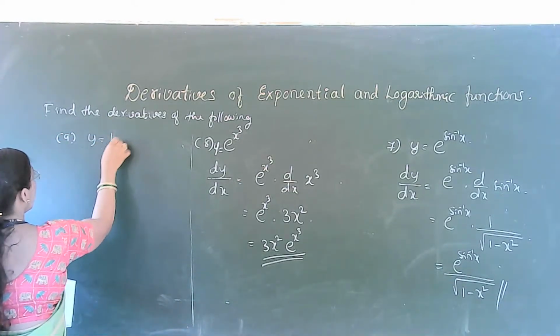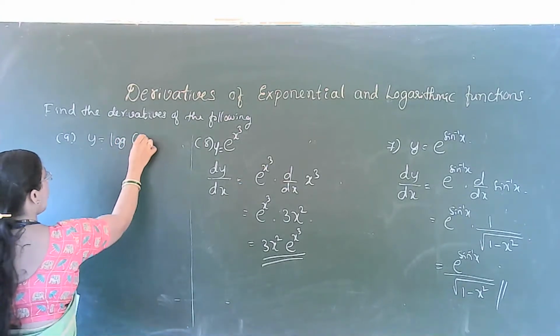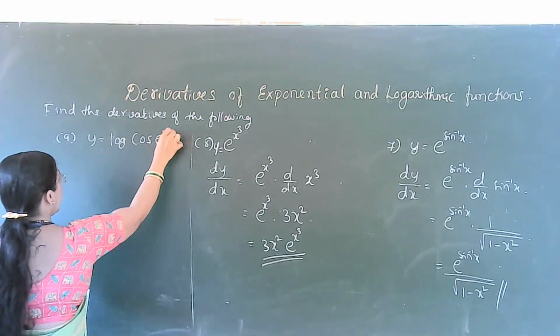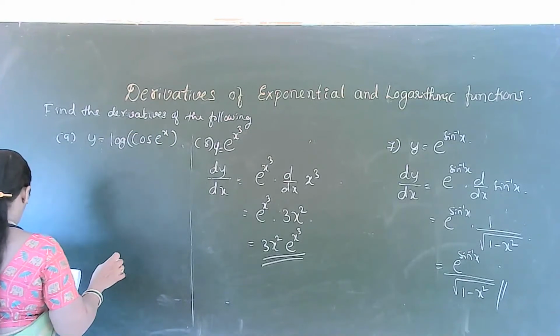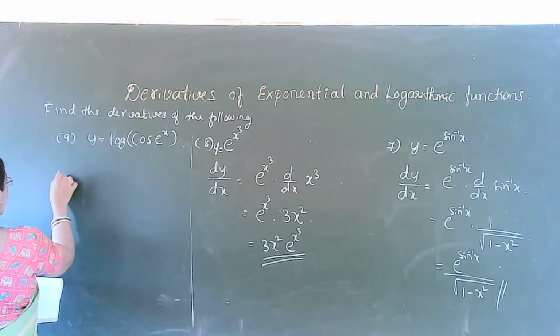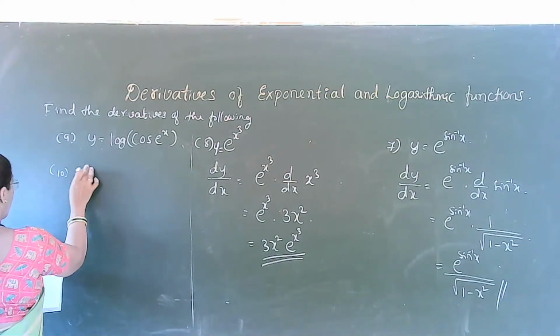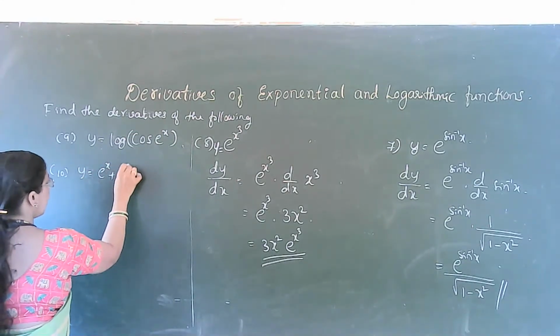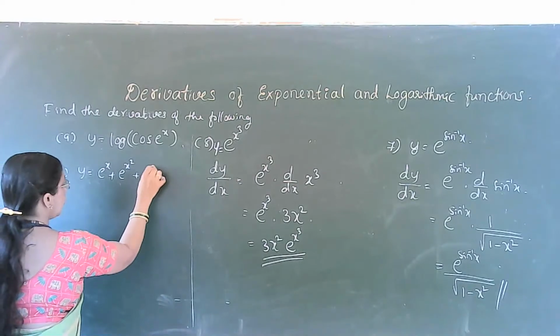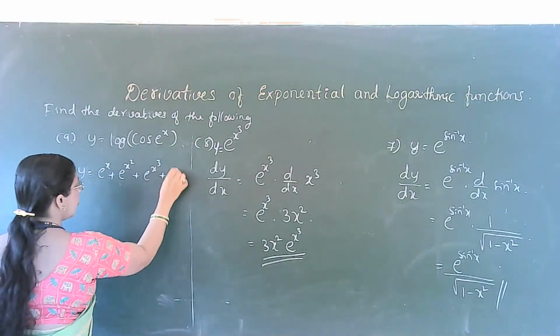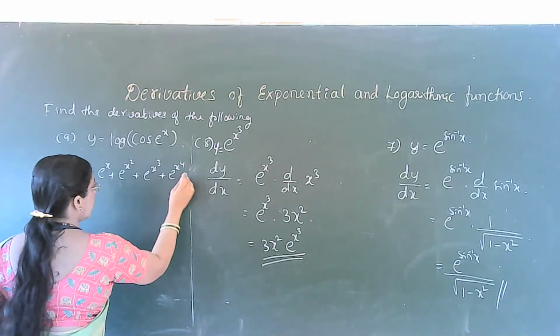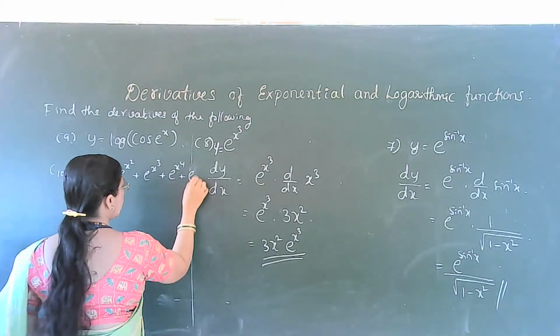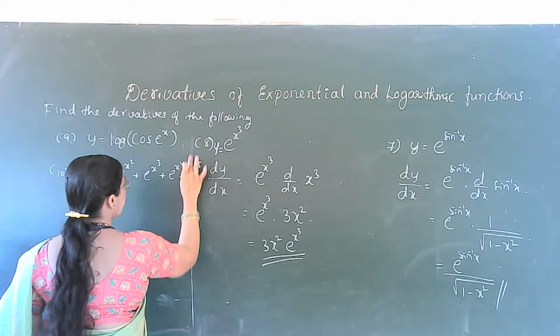y is equal to log of cos e to the power x. y is equal to e to the power x plus e to the power x square plus e to the power x cube plus e to the power x 4 plus e to the power x 5.